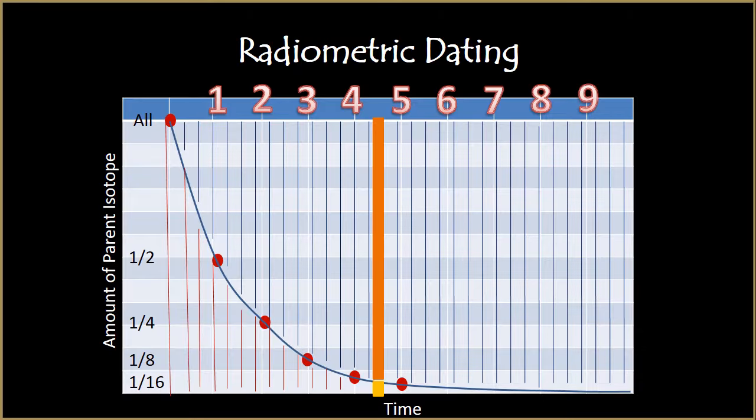In real life, samples are more likely to be between exact half-lives, which just means that the scientists have to do math that is a little more challenging in order to calculate the age of whatever material they are dating.